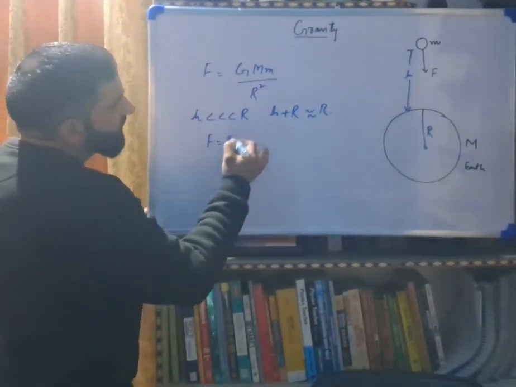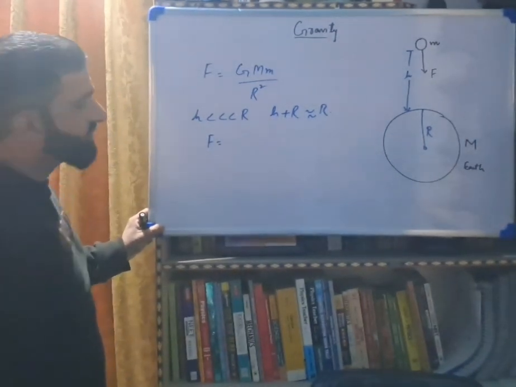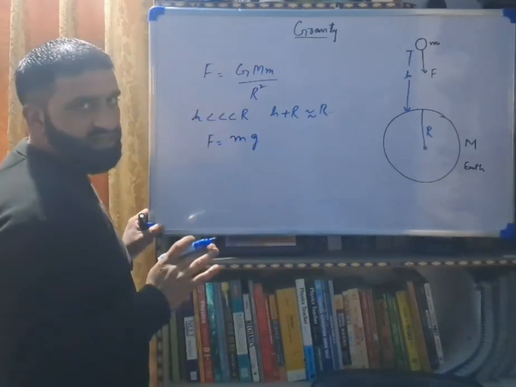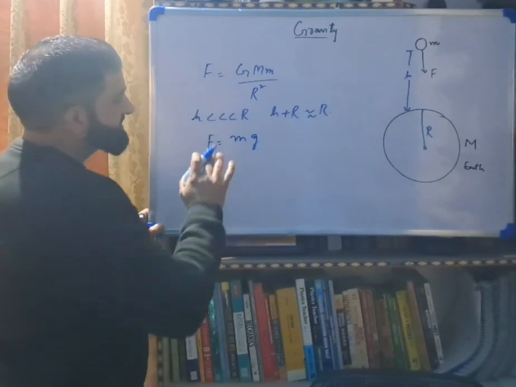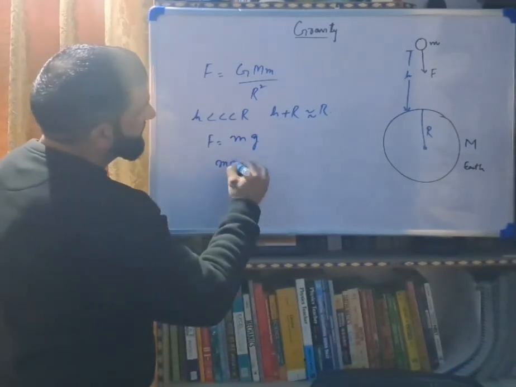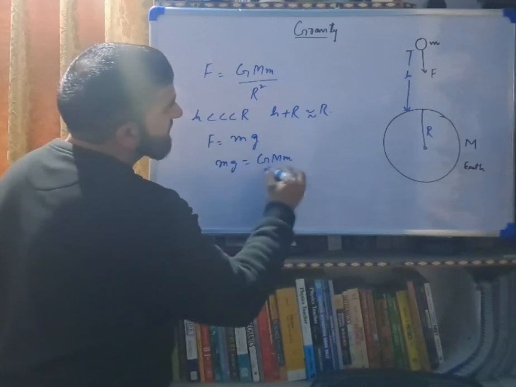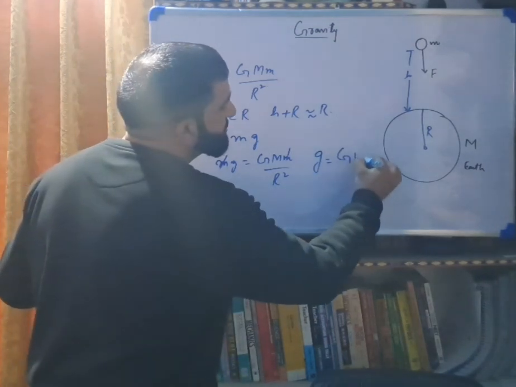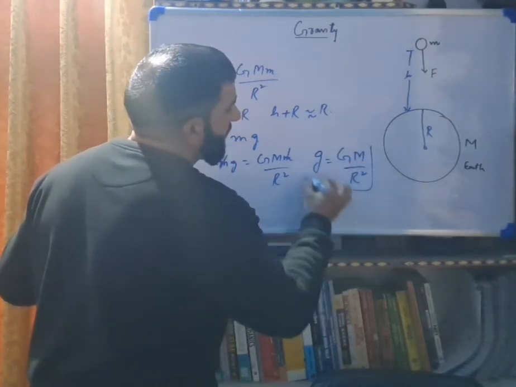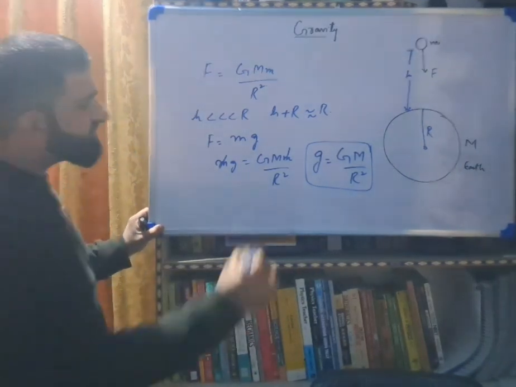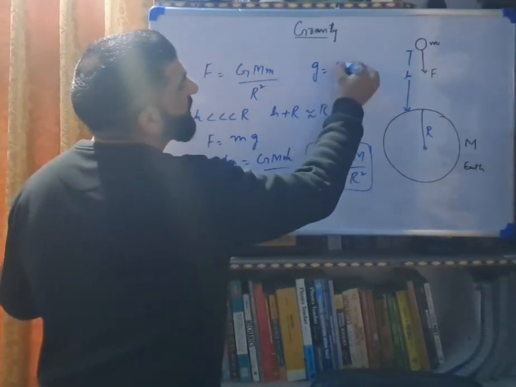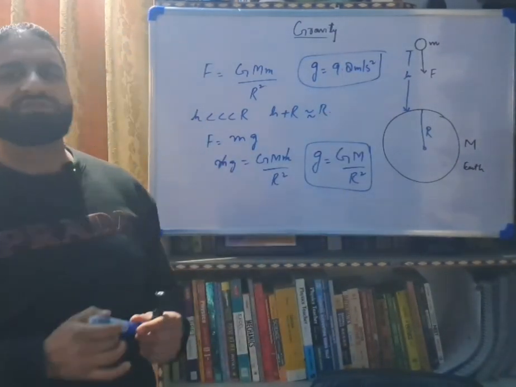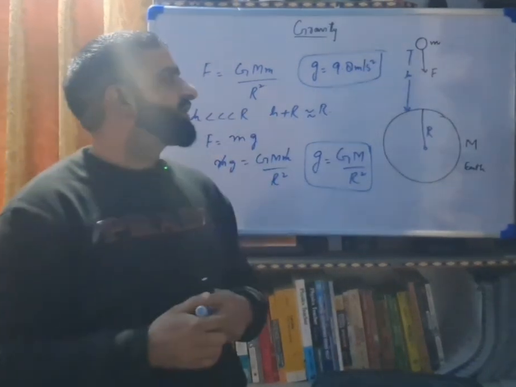Now when the body is pulled towards the surface of the earth, that force is equal to the weight of the body, that is mg. As the forces are the same, cause and effect being the same, mg is equal to GMm divided by r square. m cancels out, so g is equal to GM divided by r square. On the surface of the earth, the value of g is calculated to be 9.8 meters per second square.